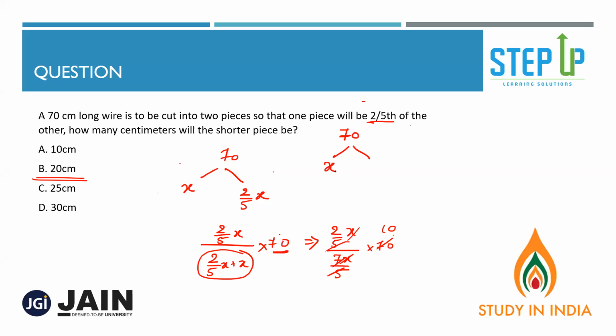So one is X and then the other one is what? 2/5 of the previous one, 2/5 of the other part. So this is the part. How many centimeters will the shorter piece be? So this will be my shorter part, right? 2/5 of X, 40% of X. This will be my shorter part.